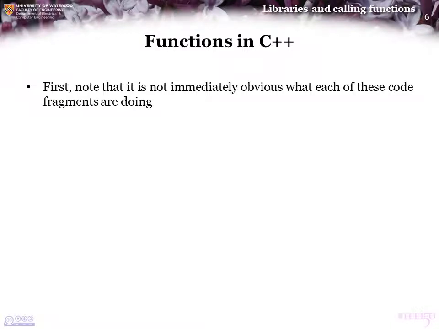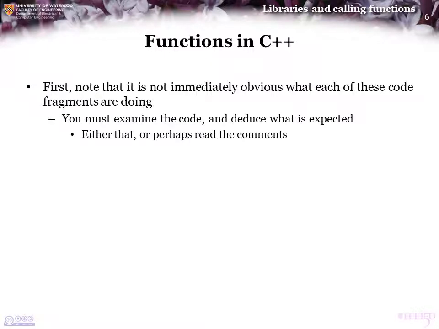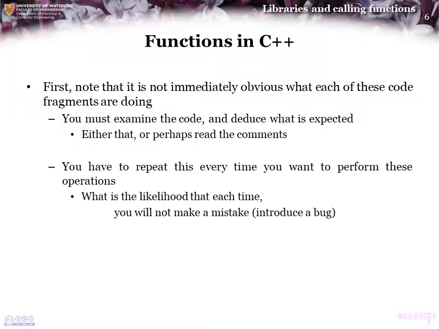Now, one thing you should note in both pieces of code that we just saw, it's not entirely or immediately obvious what the code is doing. You actually have to examine the code and deduce what it is performing, either that or you have to include and then read comments. Also, you will have to perform these operations every time you want to perform either calculating the absolute value or the maximum of two numbers.